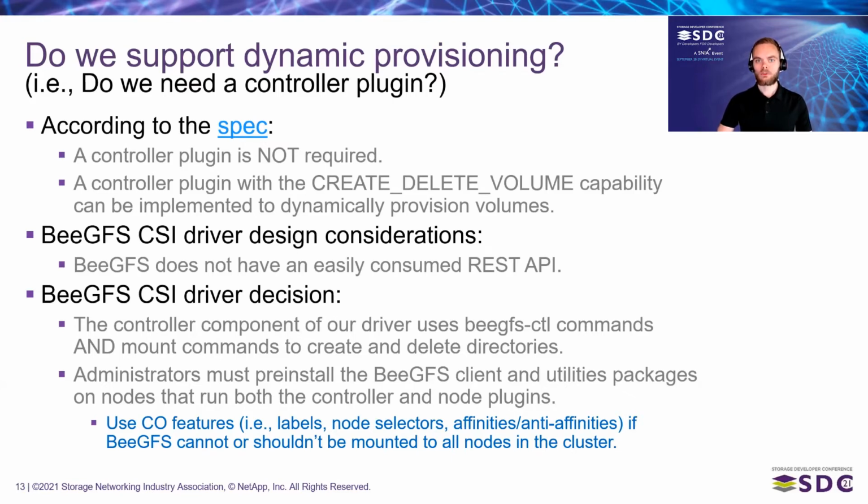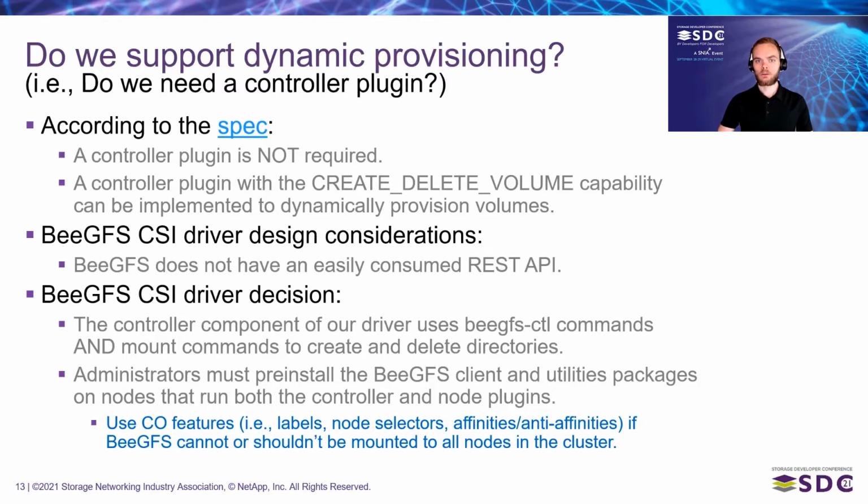Earlier, I mentioned BeeGFS provides a utilities package, including a BeeGFS CTL tool used to manage the file system. This does provide us the ability to create directories in a BeeGFS file system without actually mounting it and running mkdir. But more importantly, it lets us create directories with BeeGFS-specific options like stripe patterns, which is something we'd like users to be able to specify when requesting a new volume. However, it does not have the ability to remove directories from the file system, which is required by the specification to fully implement dynamic provisioning.